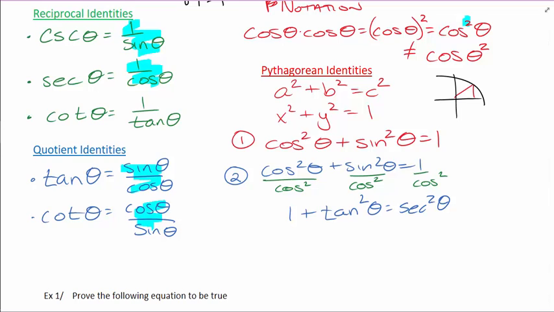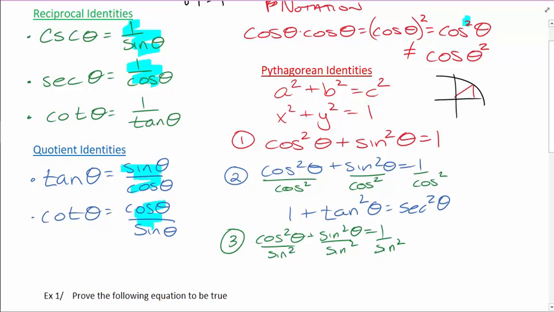To develop our third and final Pythagorean identity, we're going to take our original, which was cos squared plus sine squared equals 1. We're going to divide everything by sine squared of theta, and we'll get cos squared divided by sine squared to be cotangent squared. Sine squared divided by sine squared to be 1, and 1 divided by sine squared, going back to my reciprocals, to be cosecant squared of theta. Very important: cos squared plus sine squared equals 1.